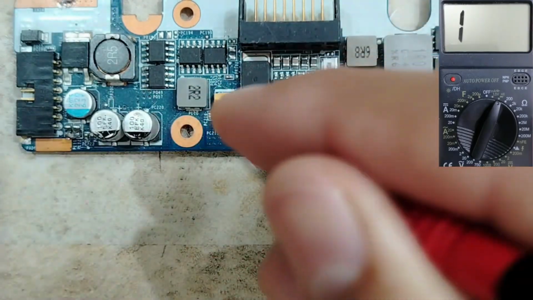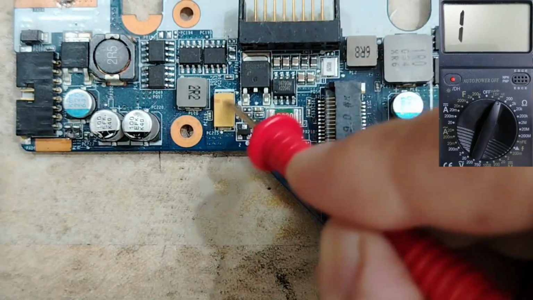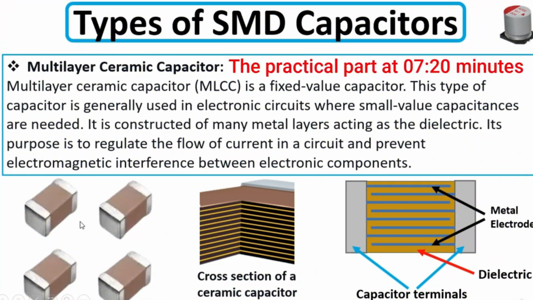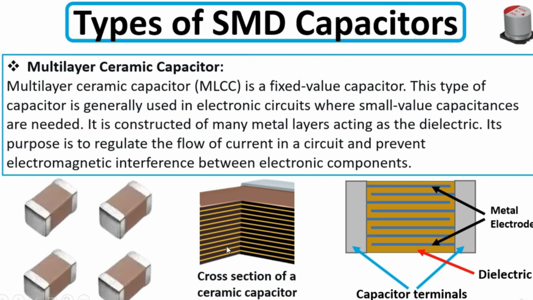Means also the tantalum capacitor, or this capacitor, is a good capacitor. The ceramic capacitor is a non-polarized capacitor. Okay, so here we have a cross section of a ceramic capacitor. As you can see, it is composed of many layers, with the insulation material between the layers.